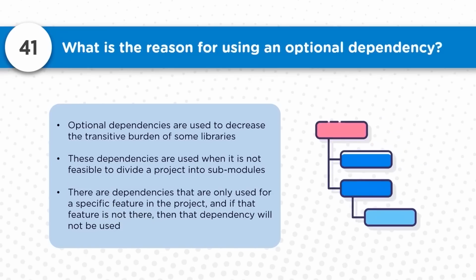What is the reason for using an optional dependency? Optional dependencies are used to decrease the transitive burden of some libraries. When you download an artifact, when you put up a dependency, it could be that some dependencies, in particular optional ones, are also downloaded. These are not always required, but sometimes they are downloaded so that you don't have to put each and every artifact or dependency into the pom.xml file. For example, you download some Apache tool, and with it 3-4 jar files or other dependencies are also downloaded.